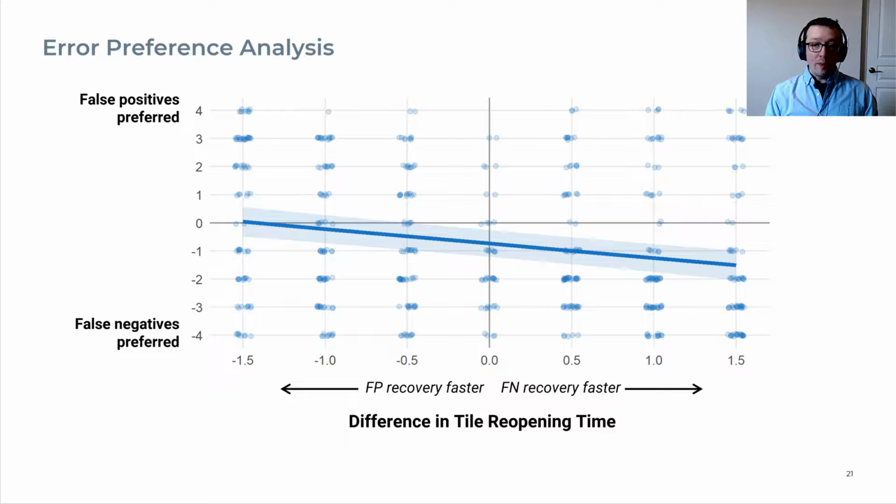If all participants cared about was the time to recover, we'd expect this to happen closer to the center of the graph, where the time cost between the two errors is equal, but instead it crosses way over to the left. And this suggests a strong bias against false positive errors that's not explained by the time cost alone. It's equivalent to around 1.5 seconds of added time cost.